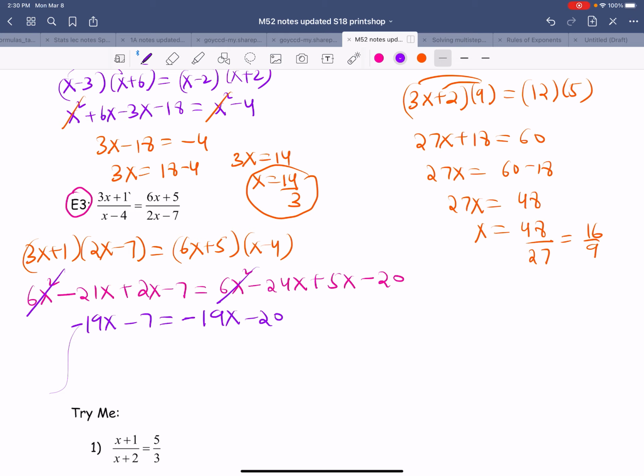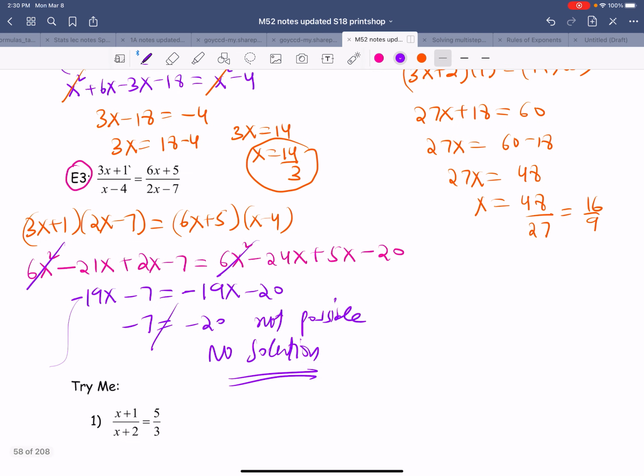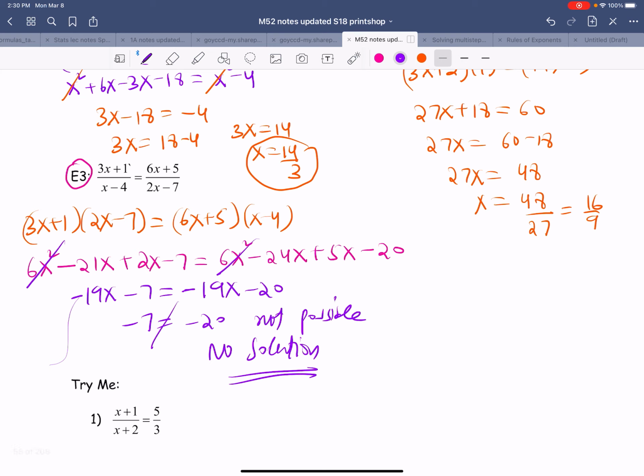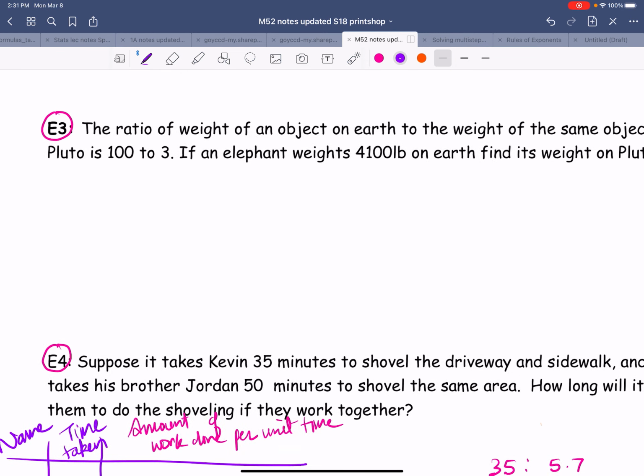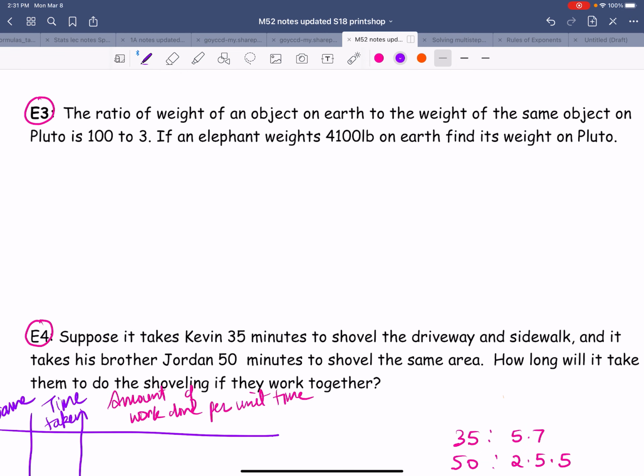That doesn't look very nice, so I can go ahead and add 19x to both sides, and that will leave me with -7 equals -20, which is not possible. So that means in this case there's no solution to this equation. There's no solution because we ended up with a statement that is not true. The left side is not equal to the right side, so not possible. That means doesn't matter which x values you input, the two sides of the equation are never going to be equal.